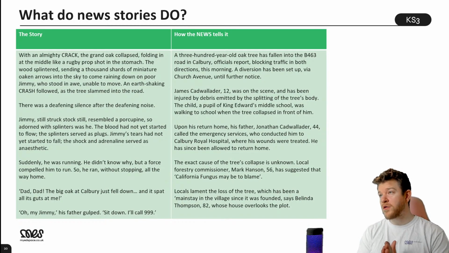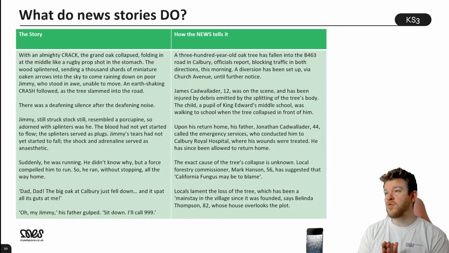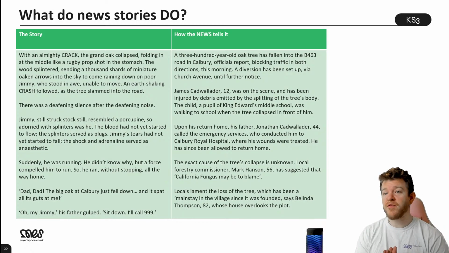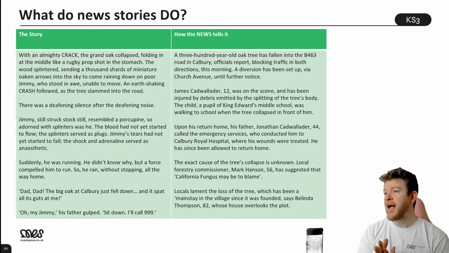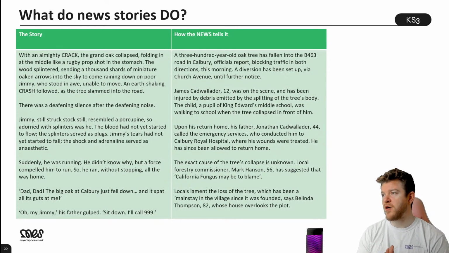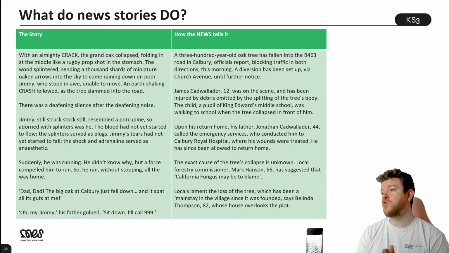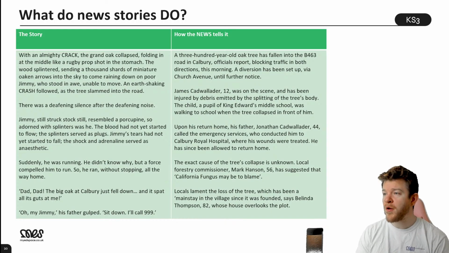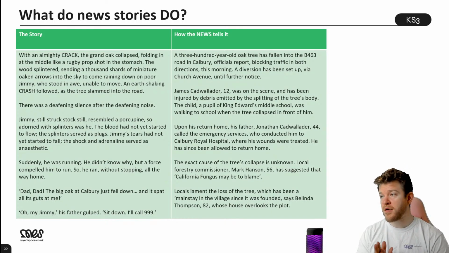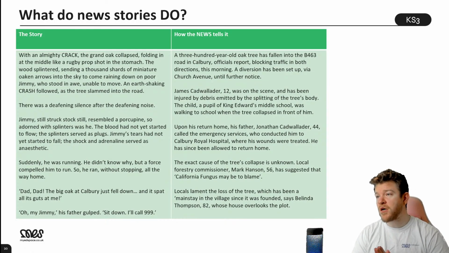A 300-year-old oak tree has fallen into the B463 road in Calbury, officials report, blocking traffic in both directions this morning. A diversion has been set up via Church Avenue until further notice. James Cadwallader, 12, was on the scene and has been injured by debris emitted by the splitting of the tree's body. The child, a pupil of King Edward's Middle School, was walking to school when the tree collapsed in front of him. Upon his return home, his father, Jonathan Cadwallader, 44, called the emergency services, who conducted him to Calbury Royal Hospital, where his wounds were treated. He has since been allowed to return home.